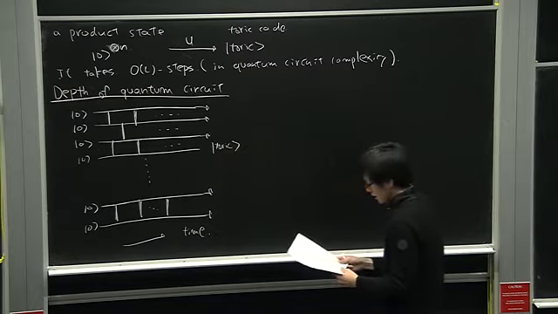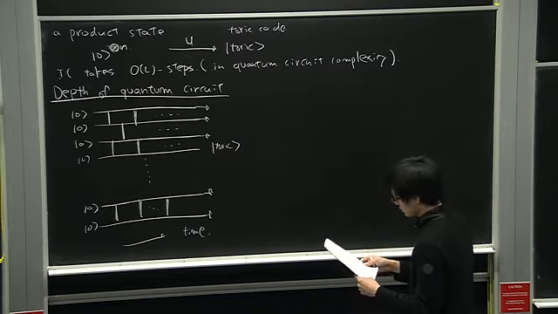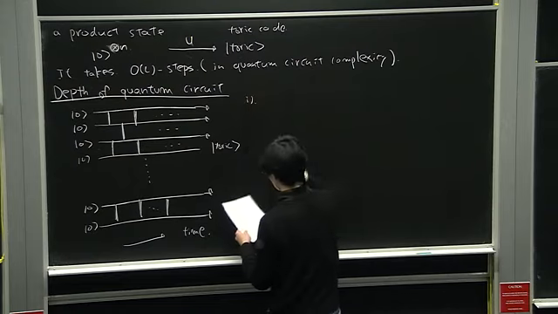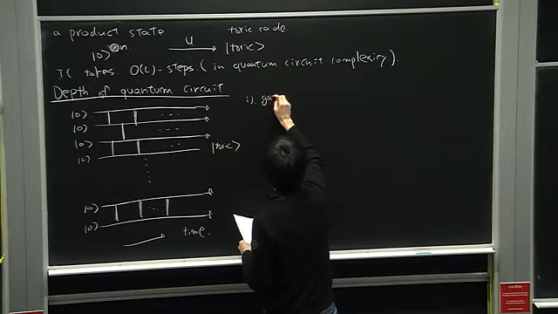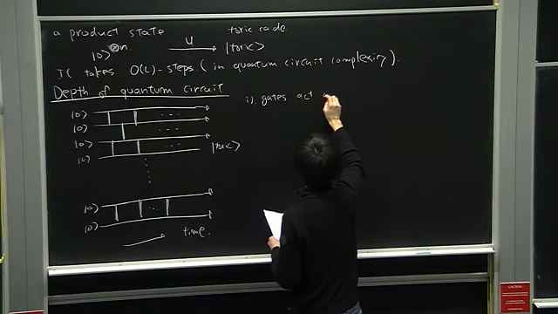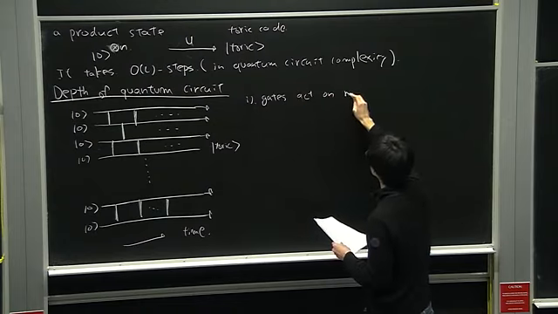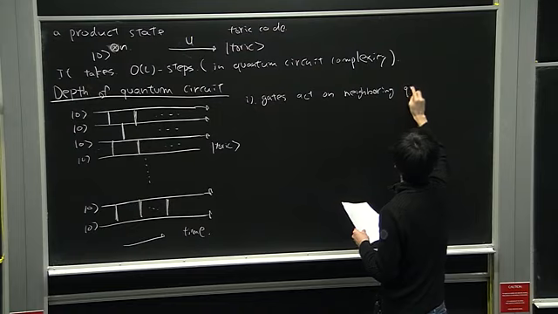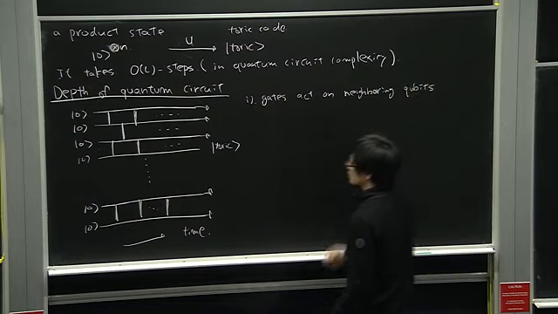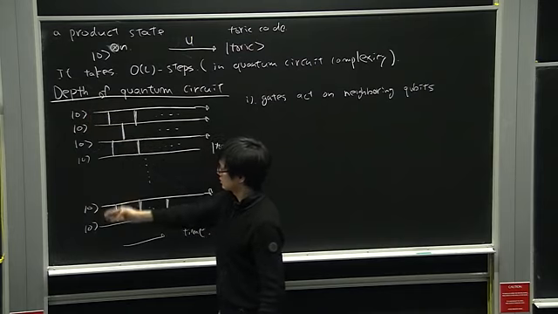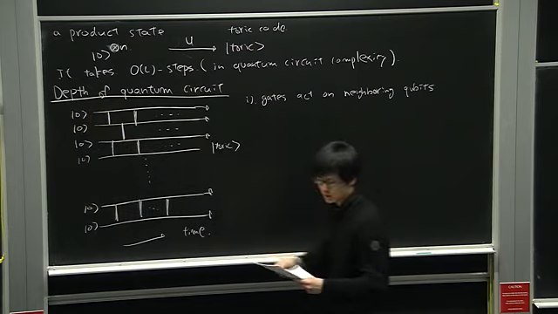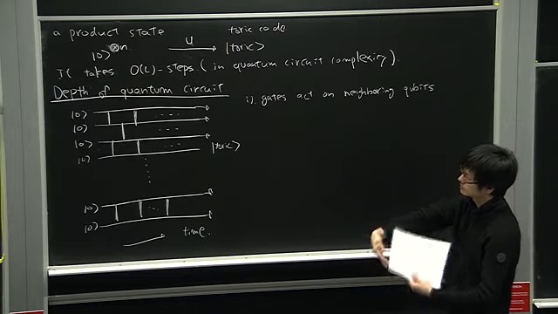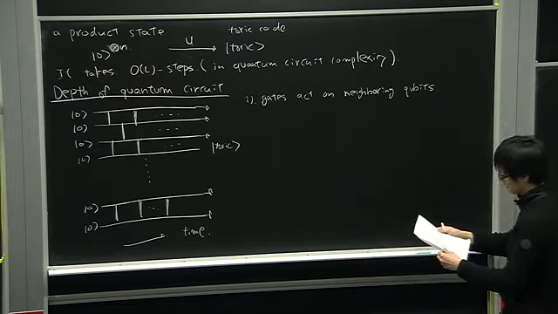Now, with this picture in mind, let me define the depth more precisely. So the rule is the following. First, gates act on neighboring qubits, in the sense that you cannot connect this qubit to that qubit, because there is some geometric constraint. I mean, you don't want to couple qubits which are too far away.